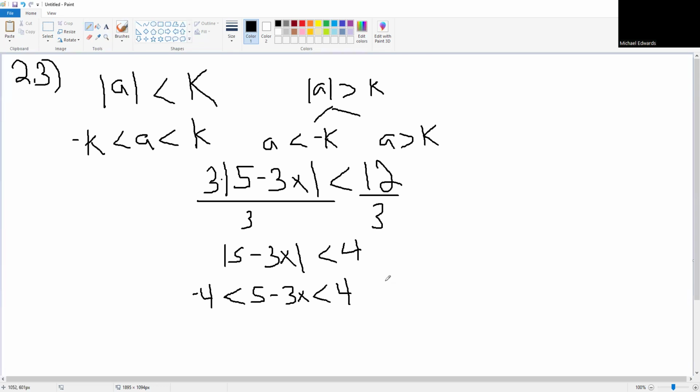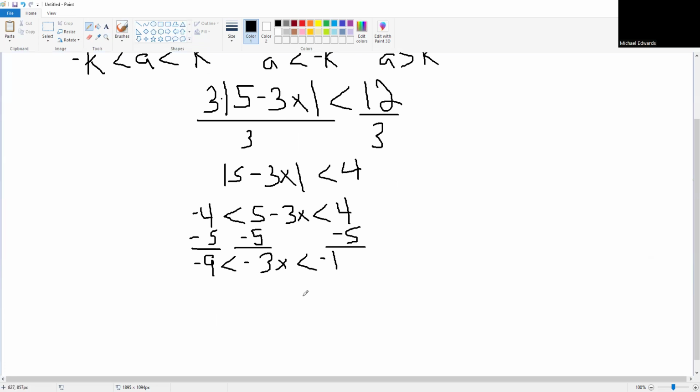All right. Now we have to solve it. Now to solve this, we've done these before. What you do to one side, you have to do to all 3 sides. So treat everyone equally. This is 5, so we'll be taking that out. -5 and -5. So -4 minus 5 is just what? -9. Good grief. -9 less than -3x less than 4 minus 5 is what? -1.